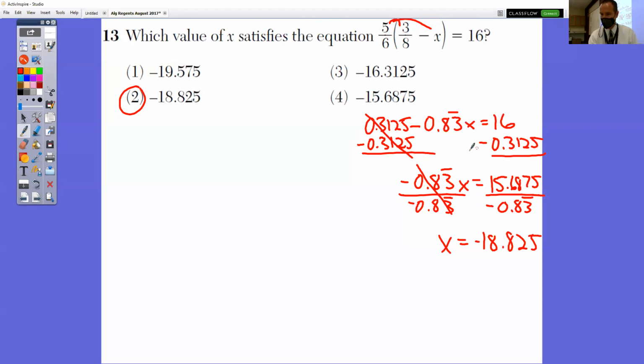So I have this decimal minus this decimal, X equals 16. Now it's just a 2-step equation. Subtract it, then divide by negative 0.83 repeating on both sides. Always do top divided by bottom. When you do that, you get negative 18.825, which is choice 2.